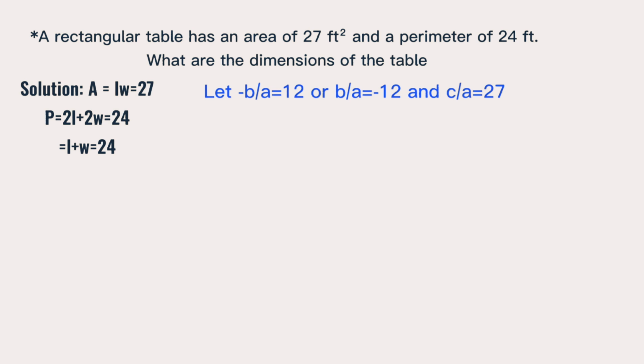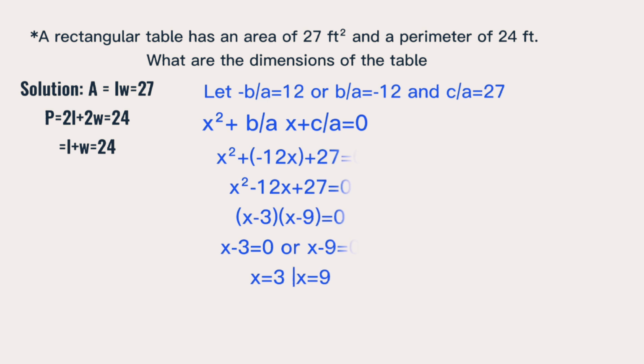And let's make it a standard form. X squared plus b over a x plus c over a is equals to 0. X squared plus negative 12x plus 27 is equals to 0. Or x squared minus 12x plus 27 equals to 0. Let's factor it out. X minus 3 times x minus 9 is equals to 0.